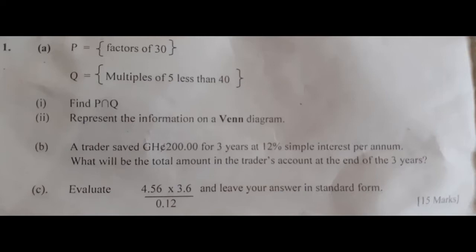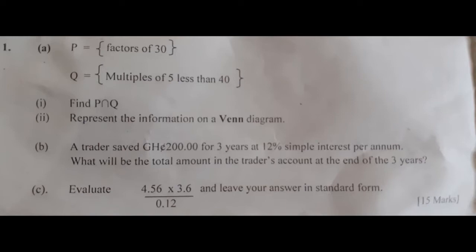The first question is P equals factors of 30, Q equals multiples of 5 less than 40. Find P intersection Q and then represent the information on a Venn diagram. The B part, a trader saved 200 Ghana cedis for 3 years at 12% simple interest per annum. What would be the total amount in the trader's account at the end of the 3rd year? The last part of the question, evaluate 4.56 multiplied by 3.6 all over 0.12 and leave your answer in standard form.